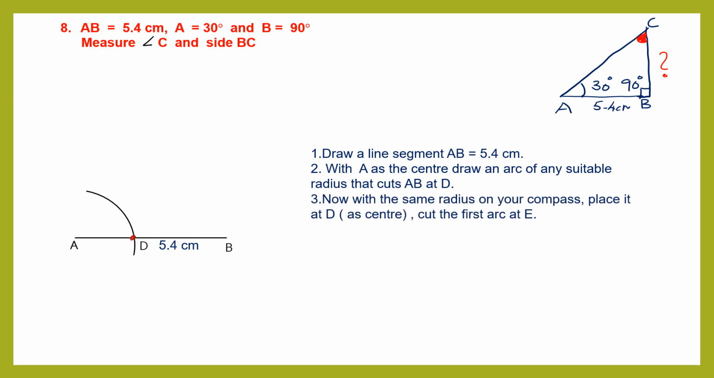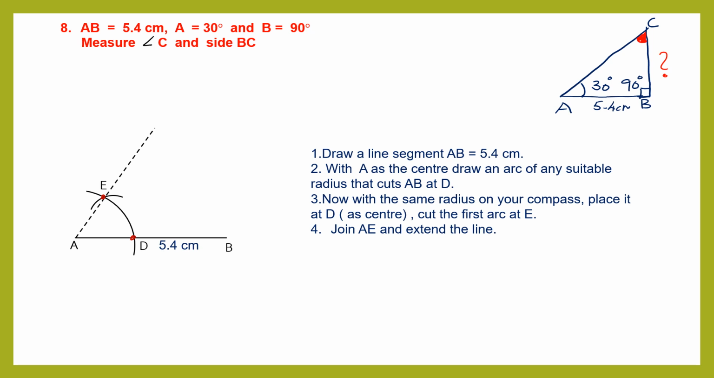Now with the same radius on your compass, place it at D and cut this first arc. So let's do that. We have cut it. Now this point where the arc meets the first arc is going to be named E. Then join AE. So we have A here and E here. Join AE and extend that line. So we have joined it and we have extended the line.